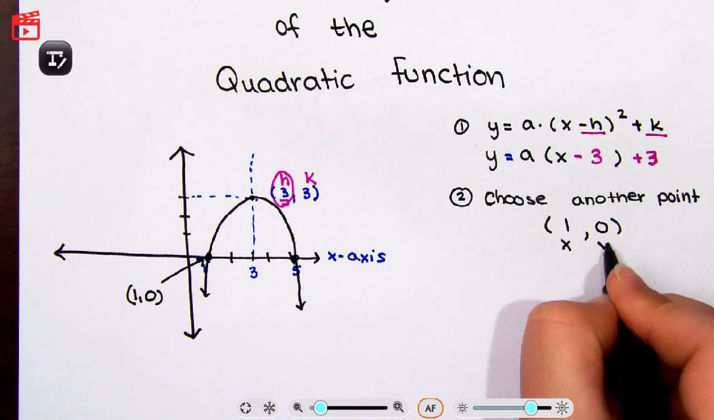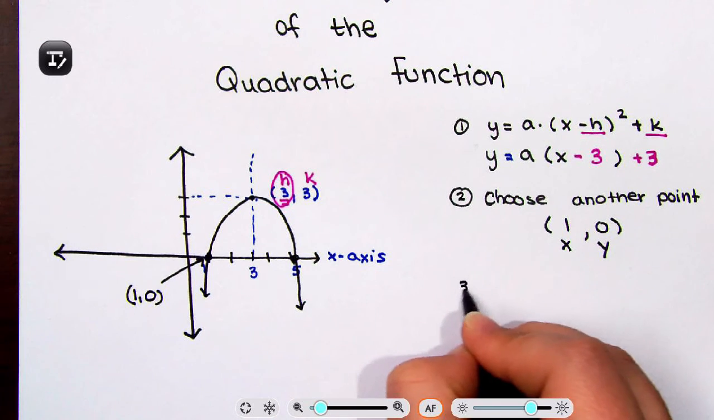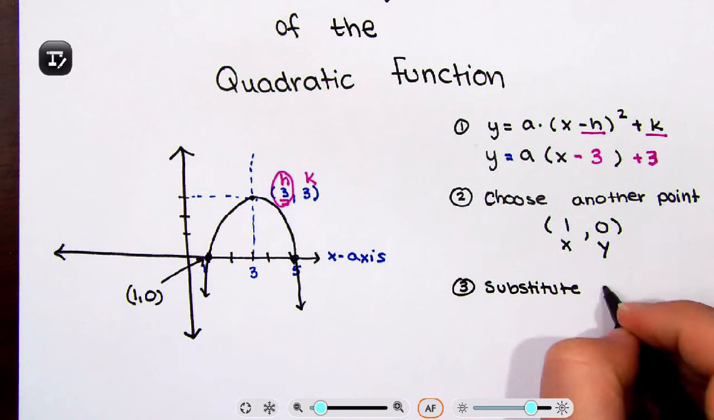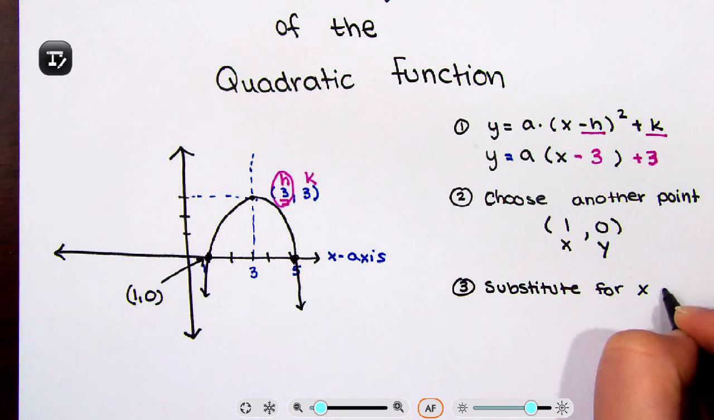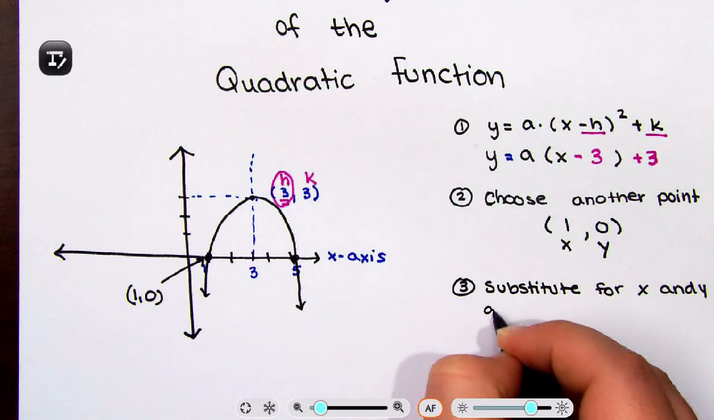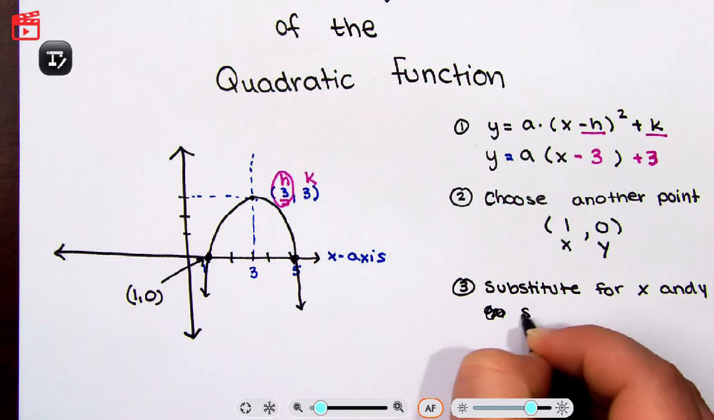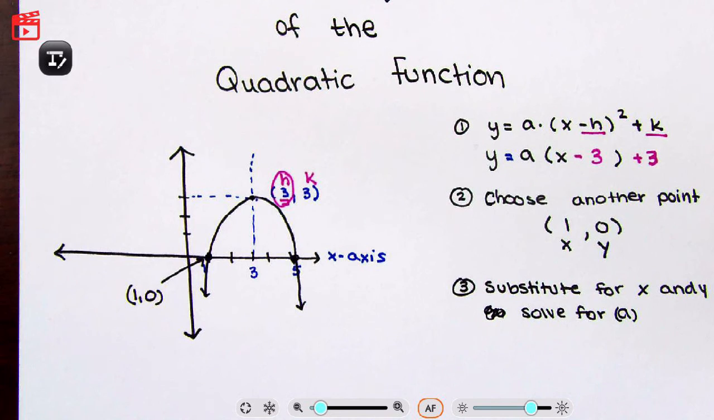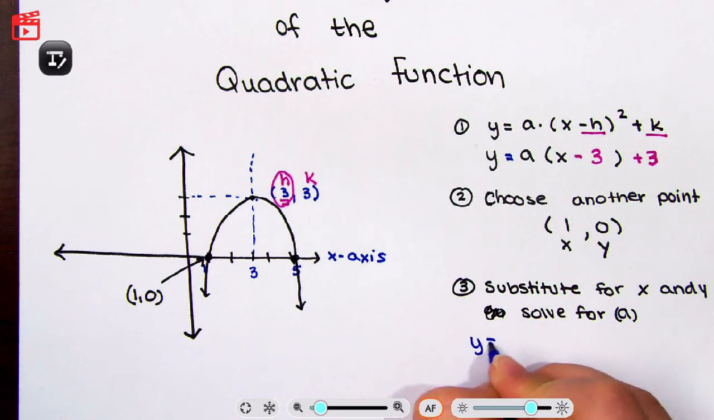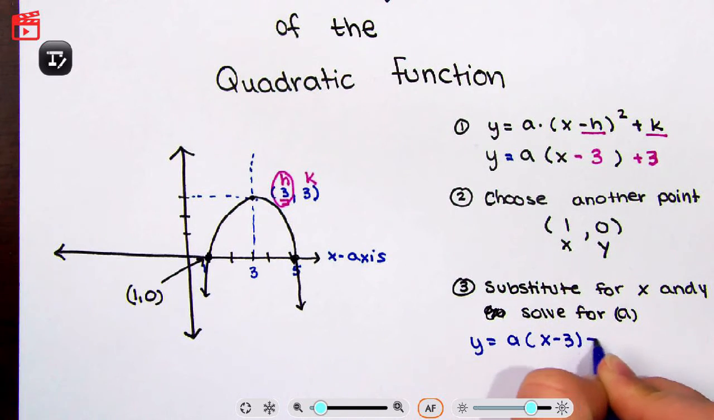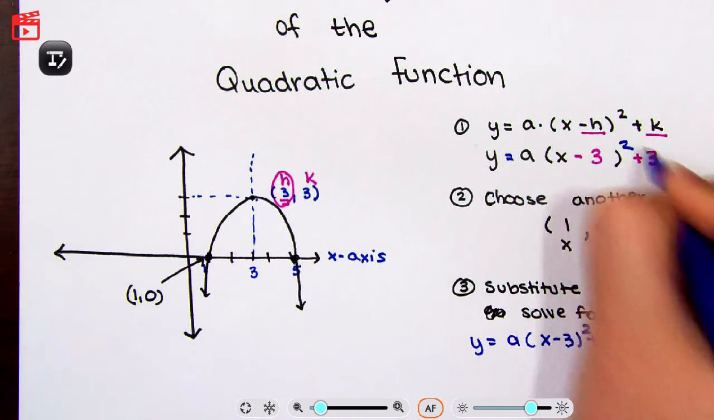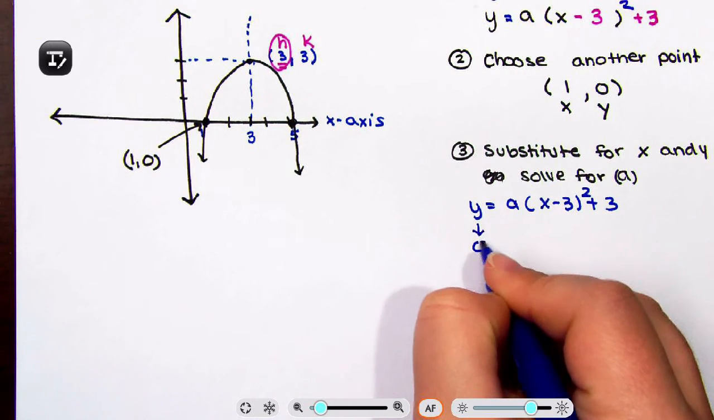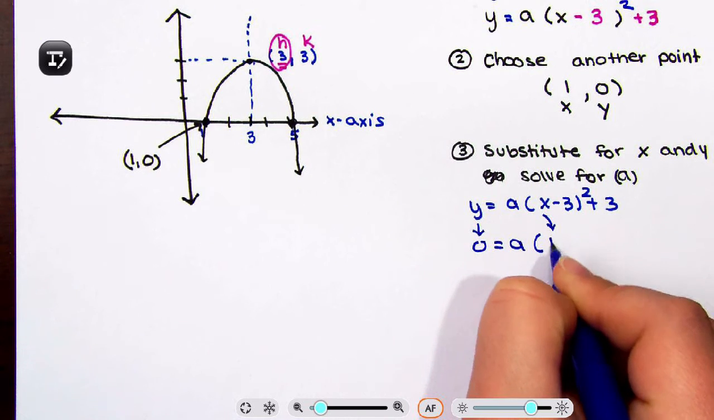I'm going to label this x and y. I'm going to substitute for x and y in the equation, and then I'm going to solve for your a value. So how does that look? I'm going to switch colors here. So I have y equals a times x minus 3 squared plus 3 right now. I forgot my squared here. So now I'm going to put in 0 for y, and I'm going to replace x with 1.